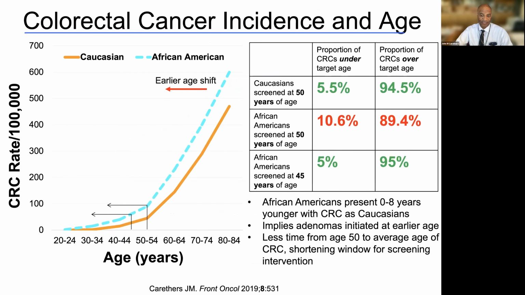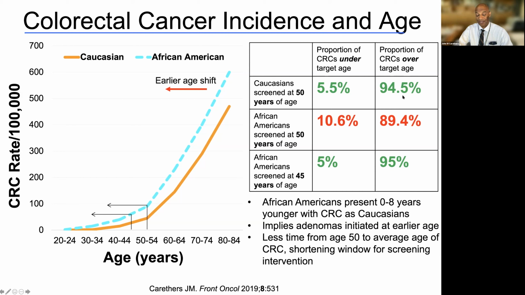One way to think about this is a depiction I published a few years ago showing that compared to white patients, there is a shift in the age of the colorectal cancer curve for Blacks. So if you look at when screening started at age 50, and there's some data that we're moving to age 45 now, approximately data from 20 years ago showed that 5.5% of whites would have colon cancer under the age of 50, whereas 94.5% of all colon cancers would be over the age of 50.